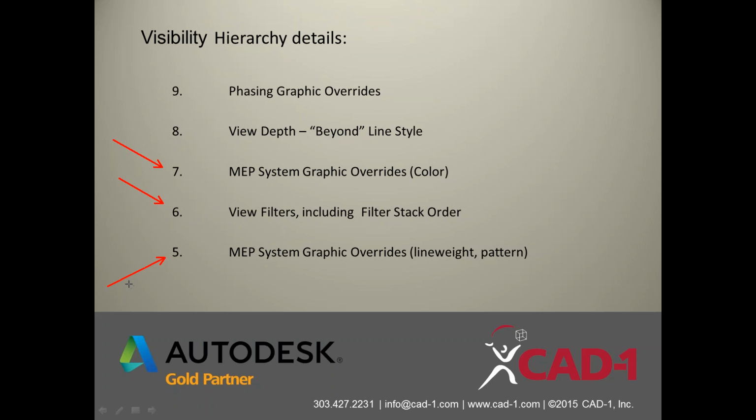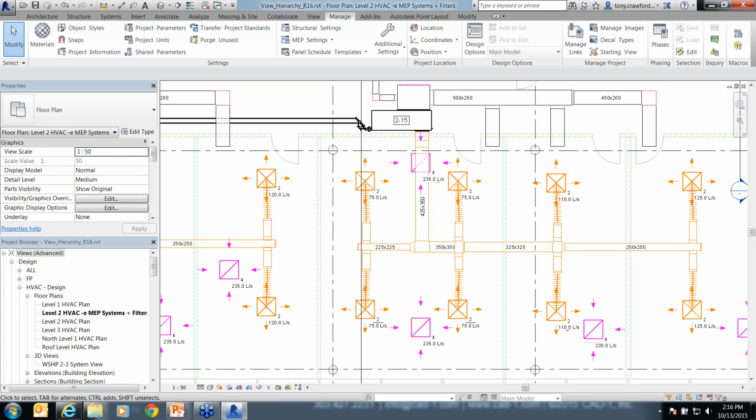And keep going, number 5 is again that MEP system override, but line weights and patterns are stronger than filters. The filters are stronger than the colors. So it gets kind of specific in here. And what was the word you used, Dan? Tricky? Tricky. Yeah.